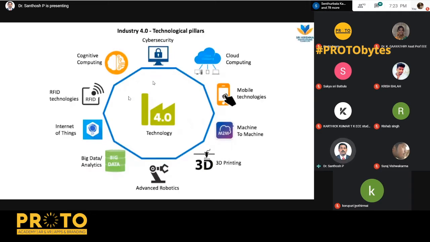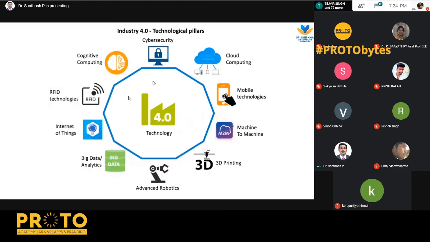The first thing is we will go with computing. That is your cognitive computing. It computes itself. It decides itself what has to be done. Then comes your cyber security, cloud computing. Without cloud, there is no 4.0. Without cloud and without cognitive computing, there is no 4.0 at all. And in here, the RFID plays a very big role. As I told you earlier, everything is embedded into it, and automatically we are able to handle things.